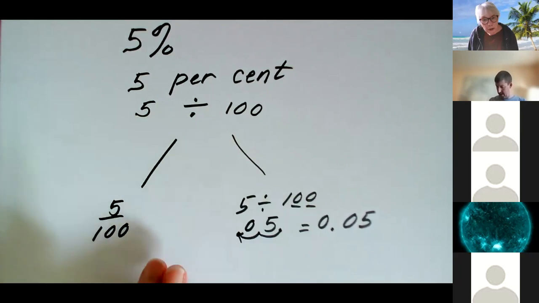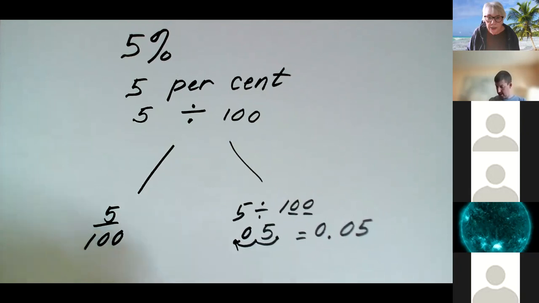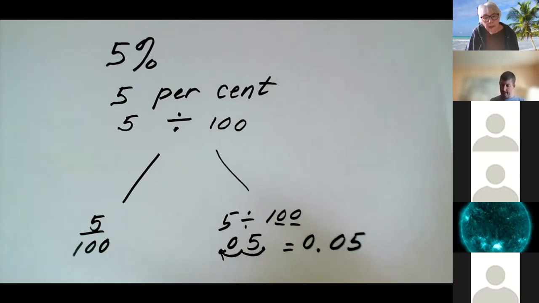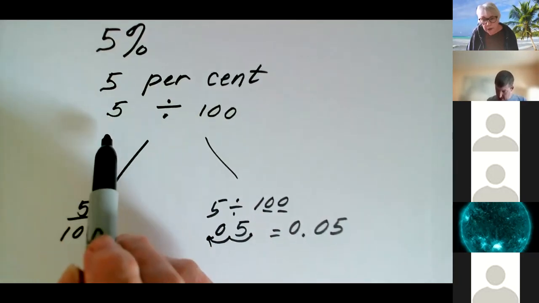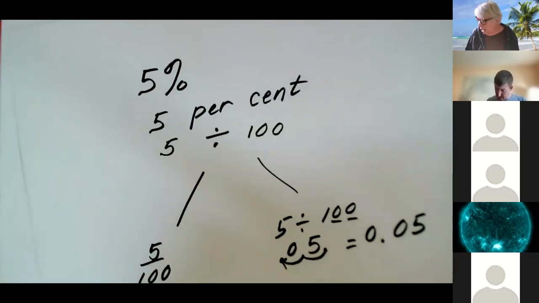Now, the very first, any question about that? So it's always dividing by 100, as if there were 100 people and we selected out 5 of them. You can visualize that, how much that would be.